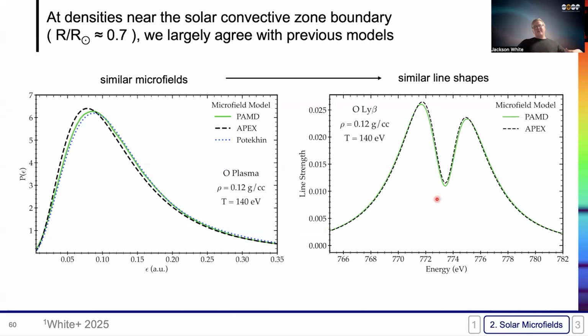If you go to the outer layers of the sun, where the solar radius is, say, 0.7 of the total solar radius, what we find is that at these relatively low density conditions, like 1/10 of solid density, we agree very well with established models. So these are three different microfields on the left, our new model in green, two established models in black and blue, and they all give pretty similar results, which result in pretty similar line shapes. So this is reassuring. This is what we expect. When the density is low and everything is relatively easy, we get good agreement.